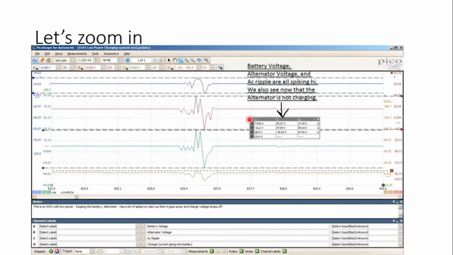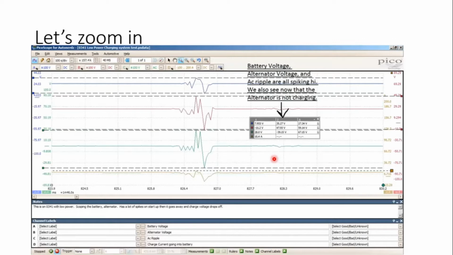My alternator voltage is giving me a spike of 47.93 volts, and then it's going negative 11.2, and then my ripple is through the roof. I'm like 28 volts there on that spike, and 39.15 volts on the negative spike. So the alternator is not charging, and it's also putting excessive noise into the system.